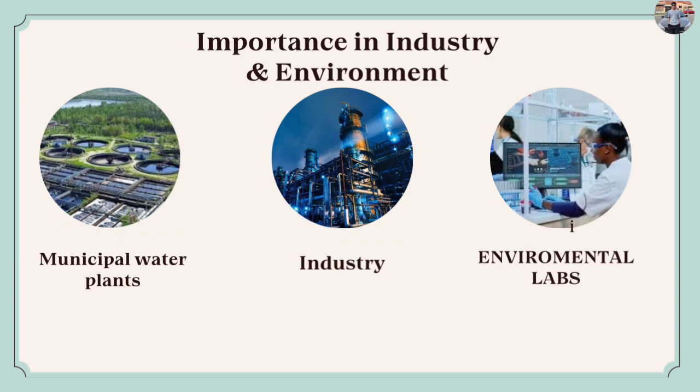First, in municipal water plants, gravimetric analysis is used to check the concentration of certain ions like sulfate or chloride in the water supply. This helps ensure that the water is clean, safe, and meets national drinking water standards. Accurate measurement is important to prevent health issues caused by excess minerals or contaminants.